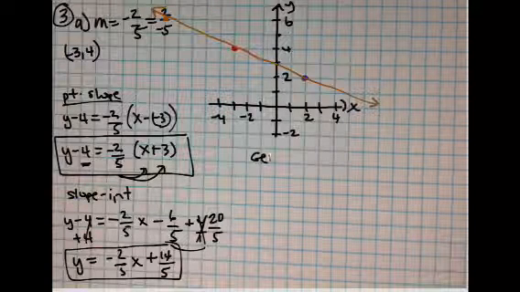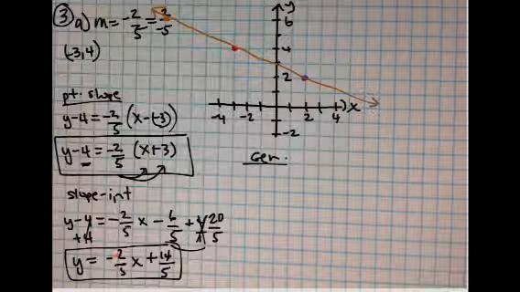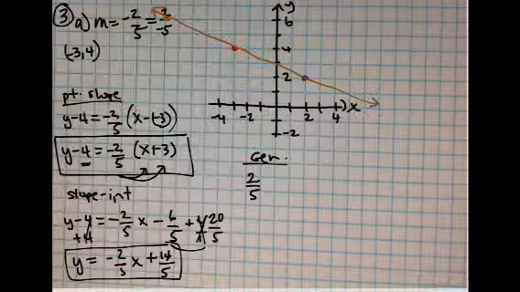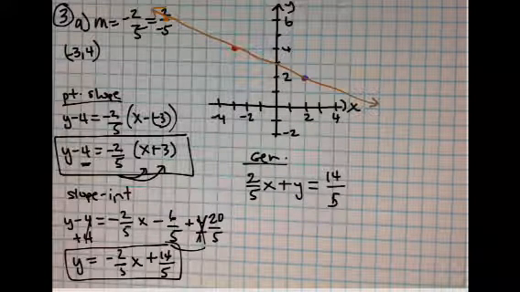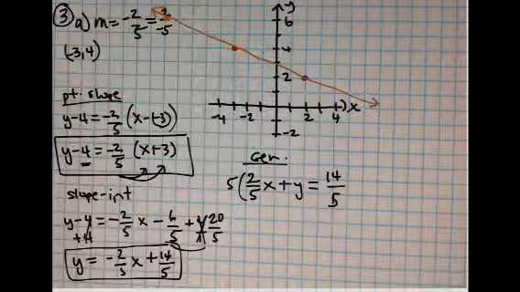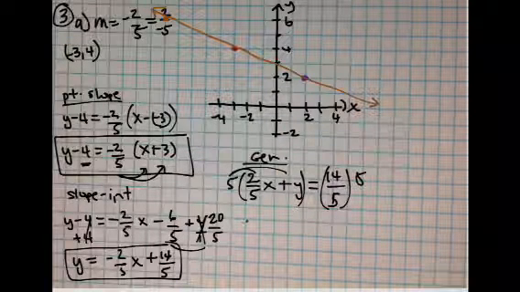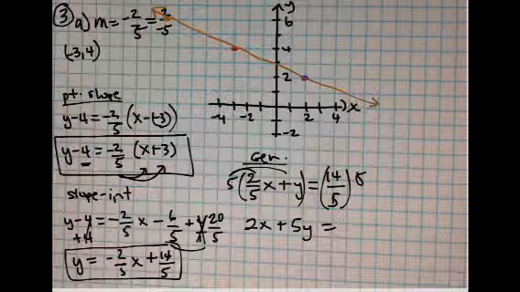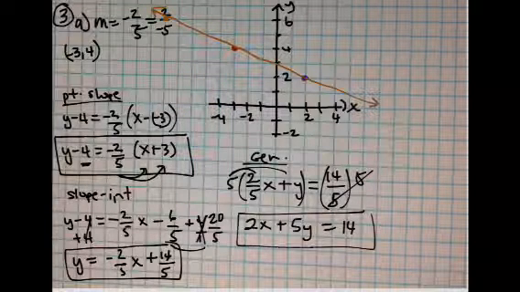Now in general form, okay, we're going to move the negative 2/5 x, this term, over to the left side, so it becomes positive, right? So 2/5 x plus y equals 14/5. Now it's common practice to get rid of all fractions, so I'm going to multiply both sides by 5. When you distribute here, you get 2x plus 5y. On the right side, you get 14, because the 5 over 5 is 1. So that's the general form right there.